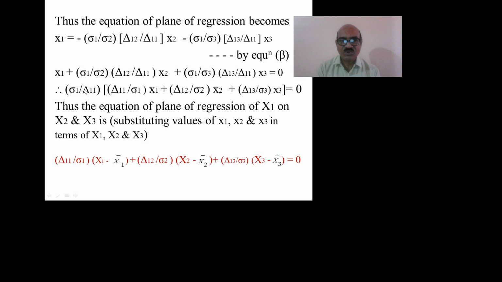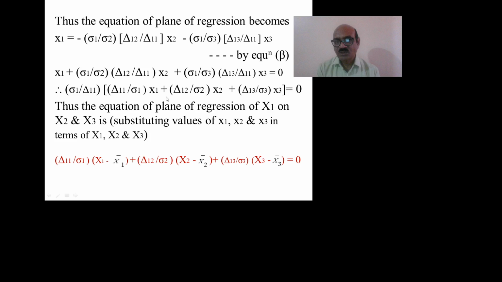This and this we have taken outside, and therefore delta 12 by sigma 2 into x2 remains, and again this value and this value we have taken out, therefore delta 13 by sigma 3 into x3, that term remains in the bracket. I will take this to the right hand side, only the bracketed term remains, so therefore I'll substitute the values. Okay, so that will give the expression.